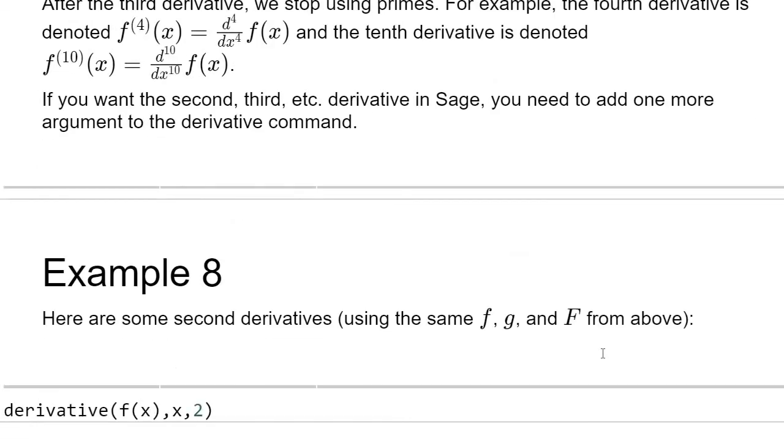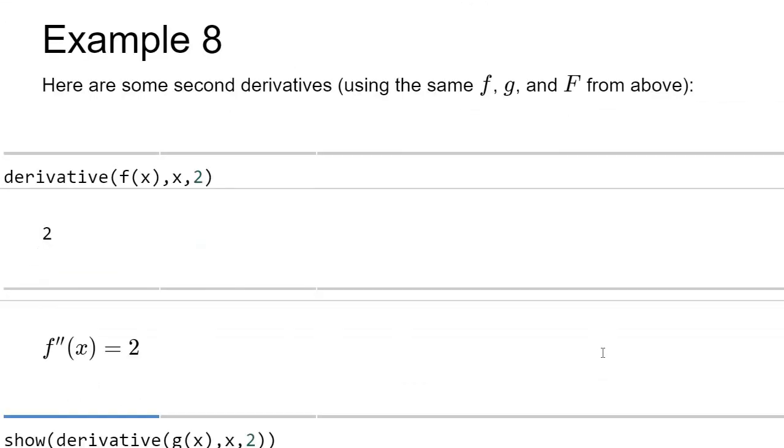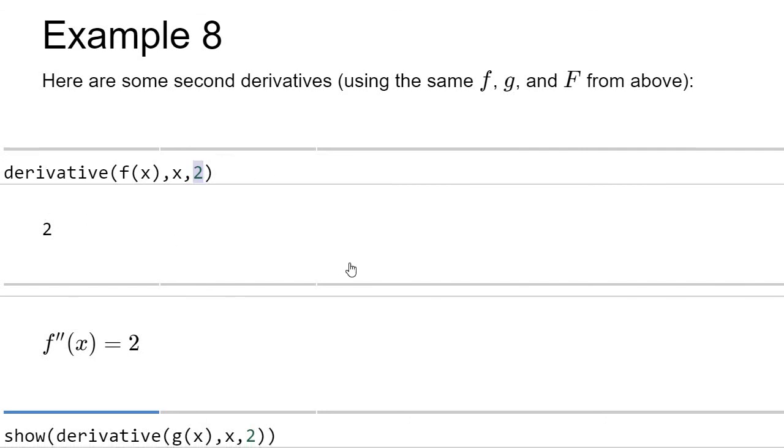To do this in Sage, we simply add one more argument to the derivative command. So using the same little f, little g, and capital F from the examples above, this is the second derivative. You put a comma 2 and you get the second derivative. So function f, variable x, and then this 2 means second derivative. A common mistake that students make is to think that this 2 means calculate f prime of 2. This is not f prime of 2. This is f double prime of x.